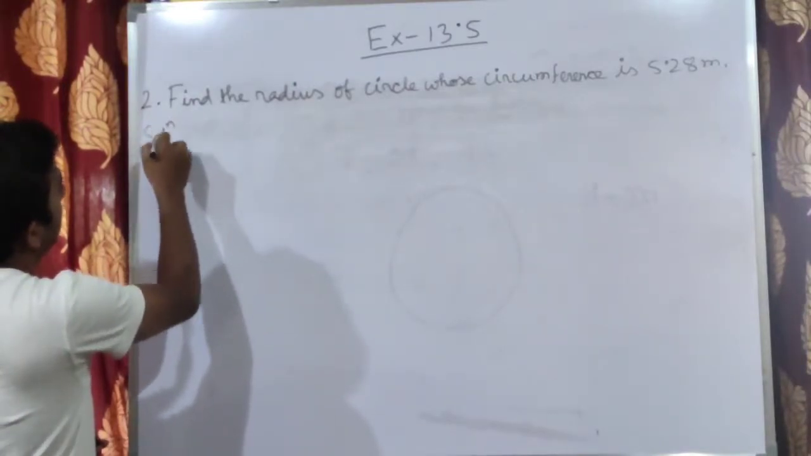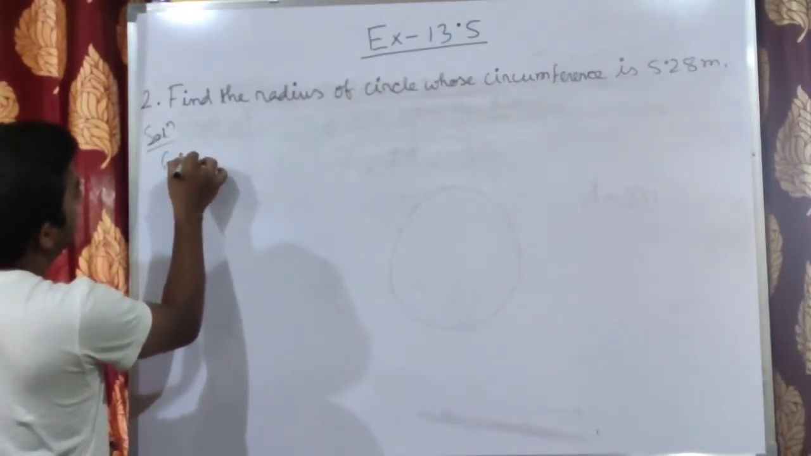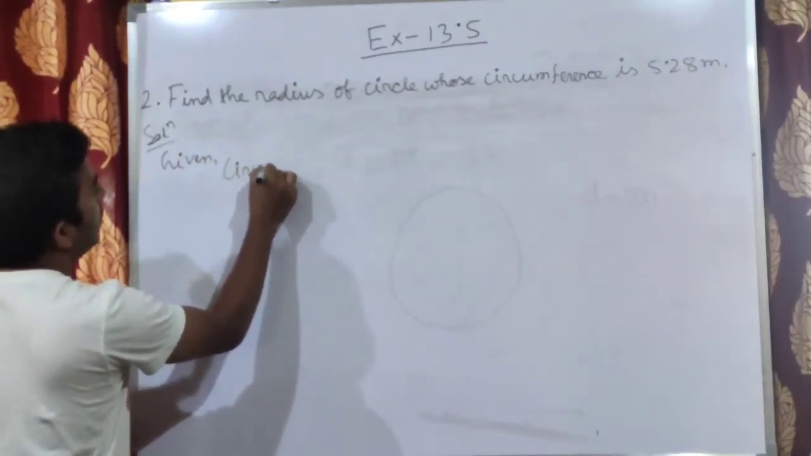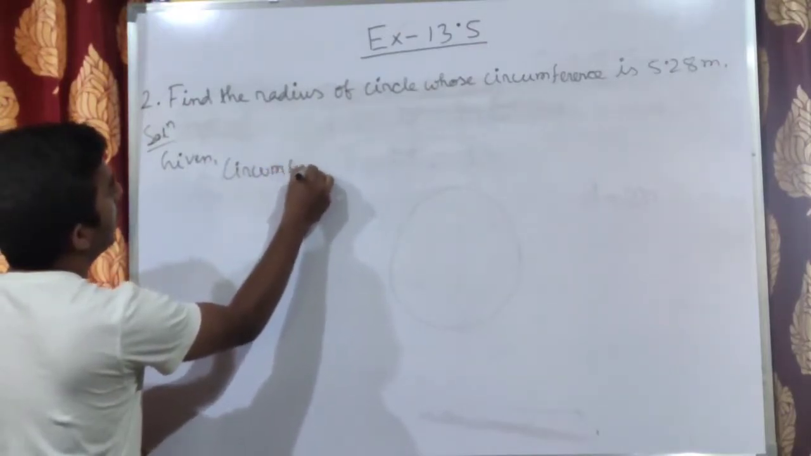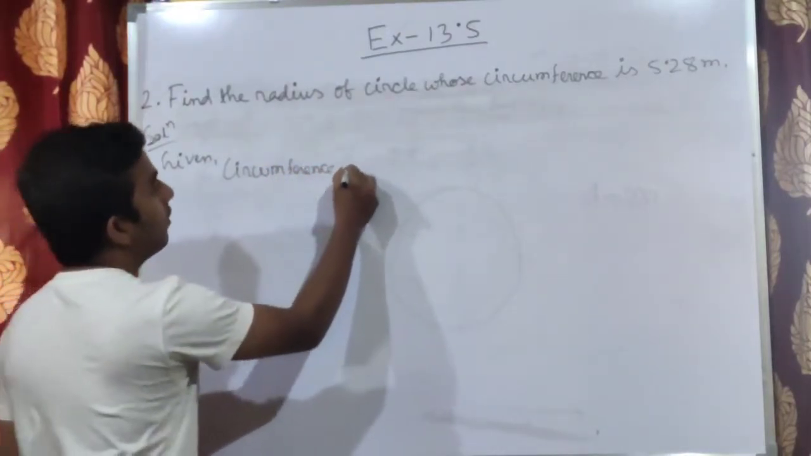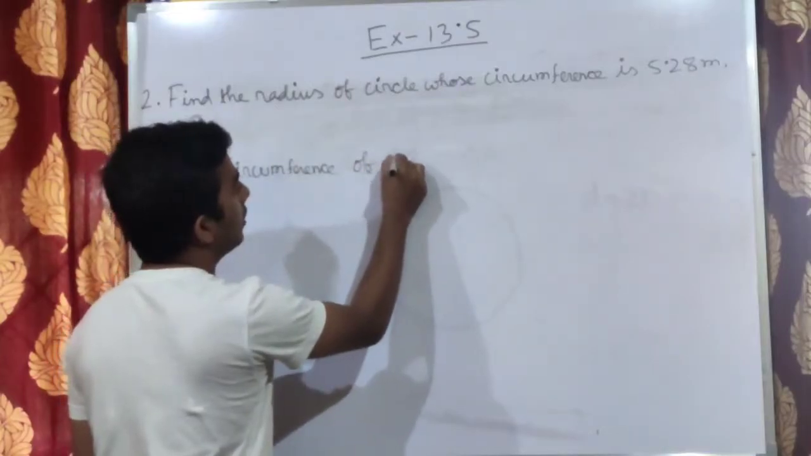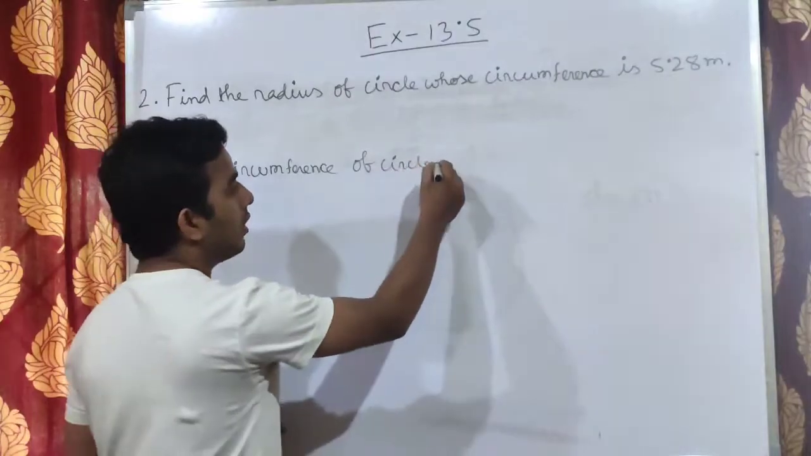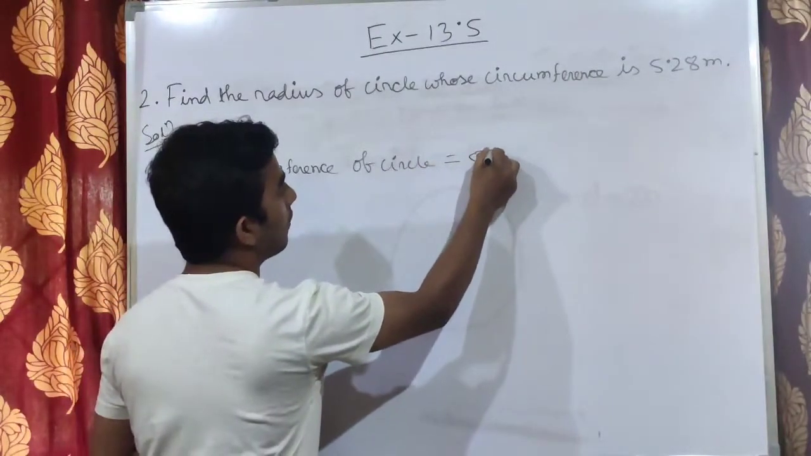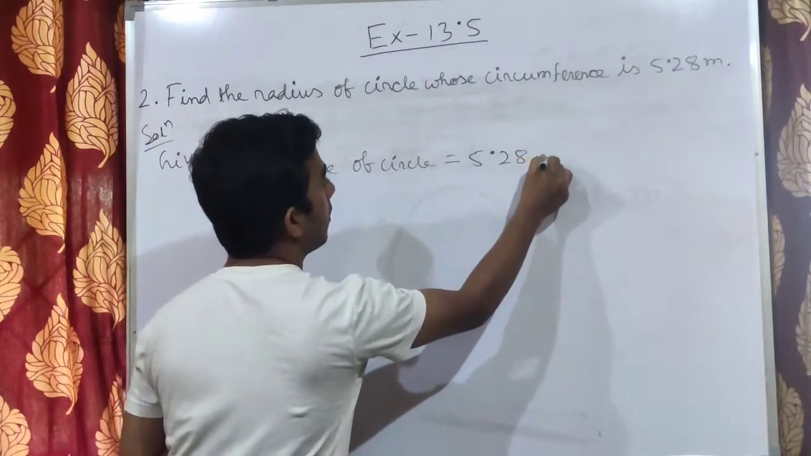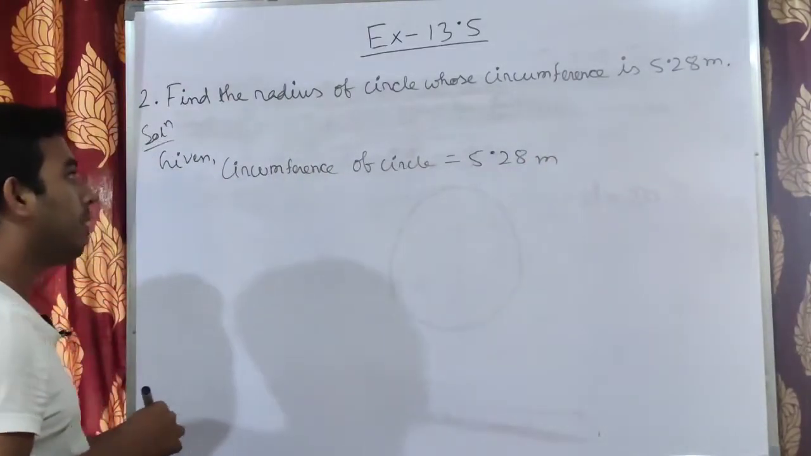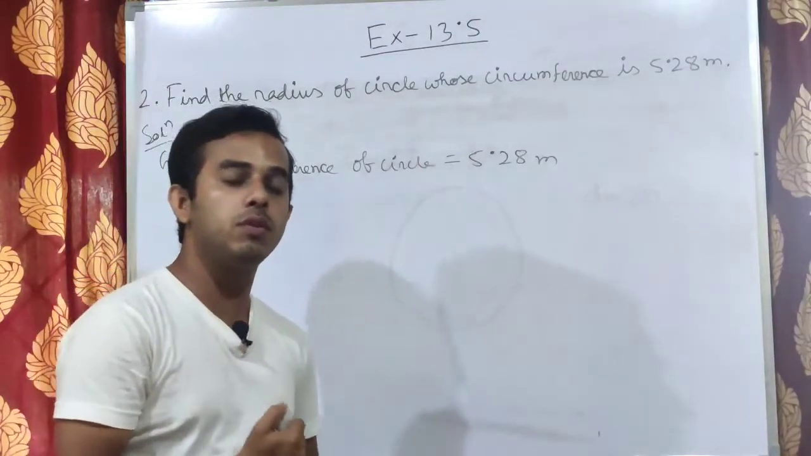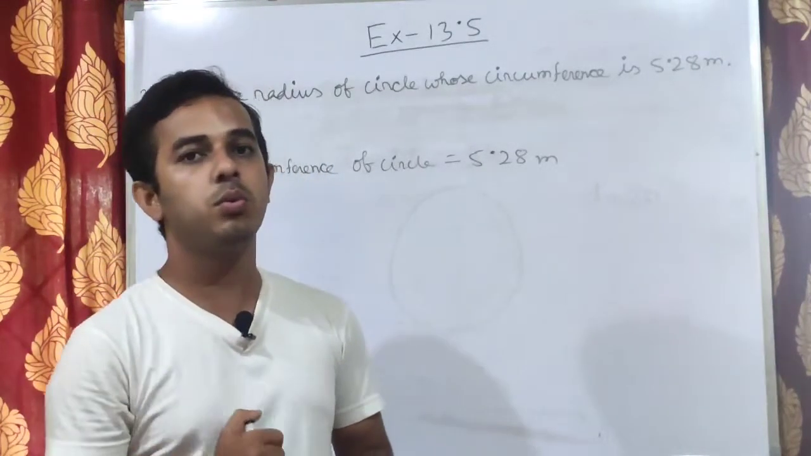First of all we will write the solution. Given: circumference of circle. Circumference of circle is how much? Given in question it is 5.28 meter. Then from this circumference how can we find radius? We will use the formula of circumference, that is 2 pi r.